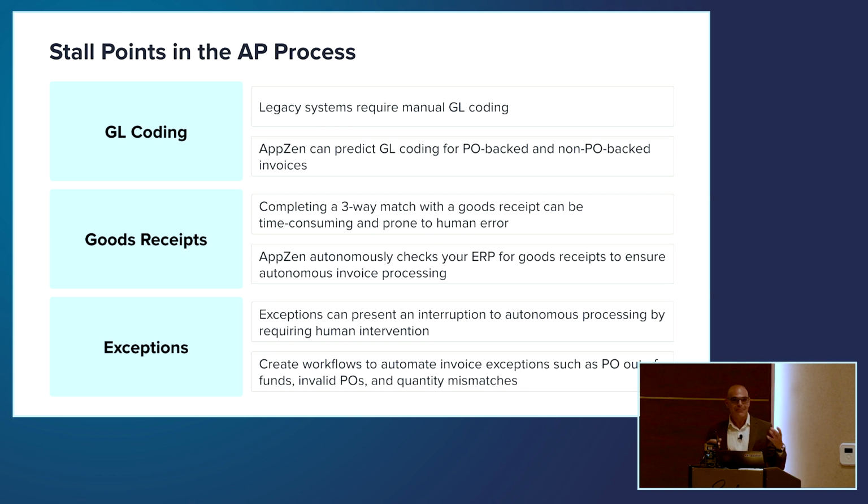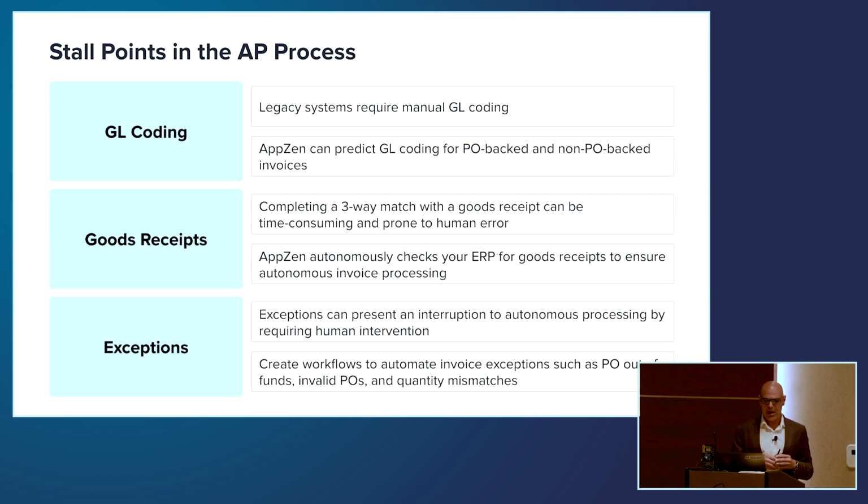Cool. So one of the very first stall points we can talk about is the ability to predict GL coding or extract GL coding for PO and non-PO backed invoices. So with autonomous AP, if it's a PO backed invoice, we can go ahead and code that directly from the PO. And if it's a non-PO backed invoice, based on the feedback you're giving the system through the workbench, it's always learning, it can predict the GL coding from there.